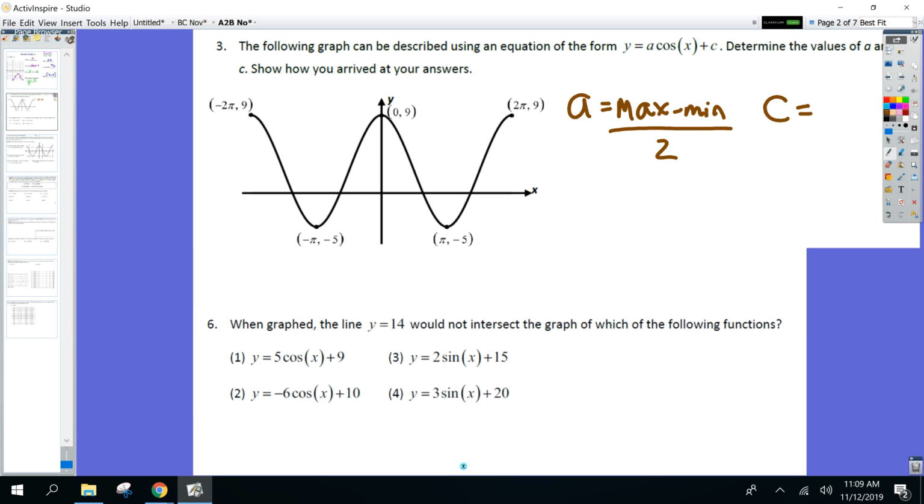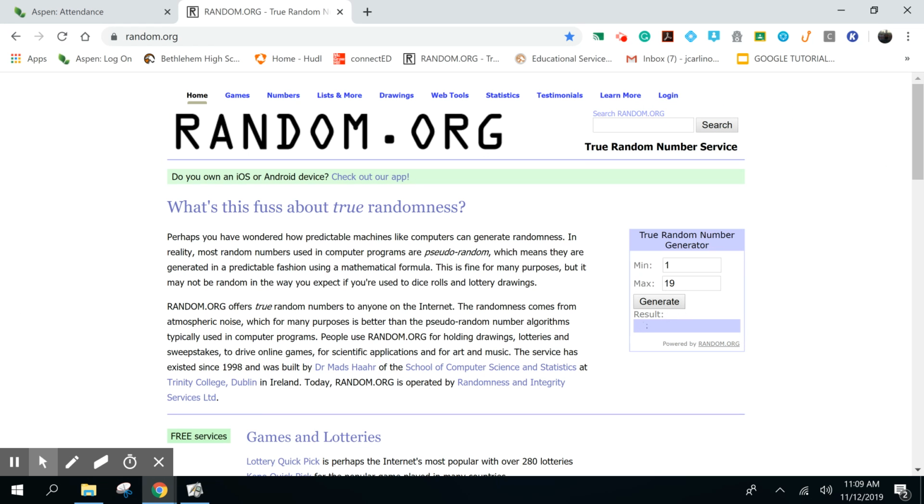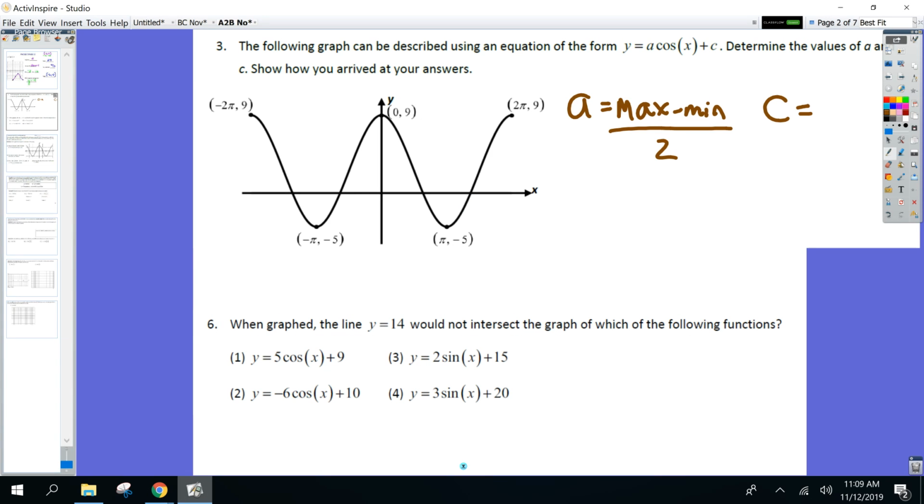All right, can somebody get those values for me? Here we go, 15. Max value on the y-axis. Well, that's an x value. I don't care about x's. I care about y's. 9 minus what's my minimum? So it's not 9 minus 5. 9 minus -5 all over 2. So that A value turns out to be 7.